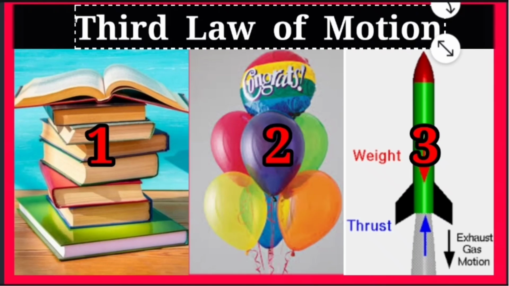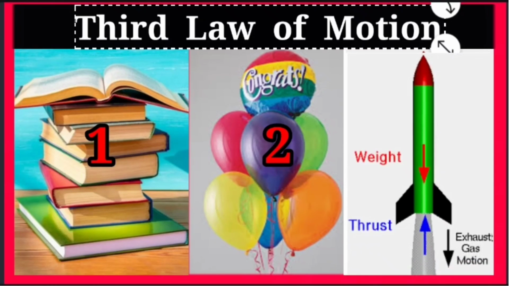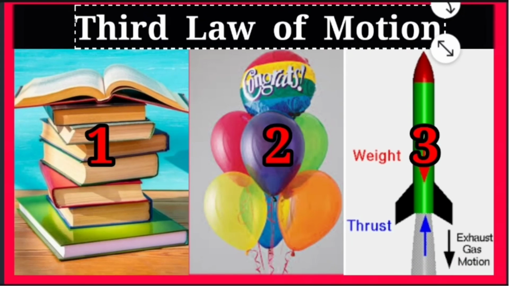The third example is of the motion of rocket. In this motion, gases move vertically downward. It is the action, and the rocket moves vertically upward. It is the reaction of the gases. So it is also an example of the third law of motion. From these examples we can conclude that every action has a reaction. Both action and reaction are equal but opposite in direction.